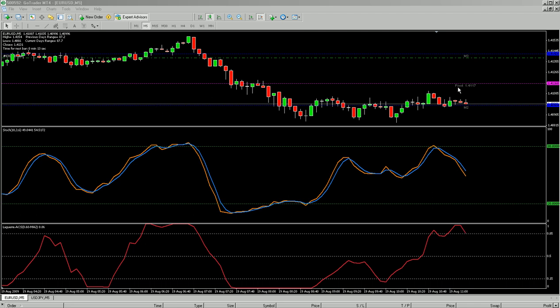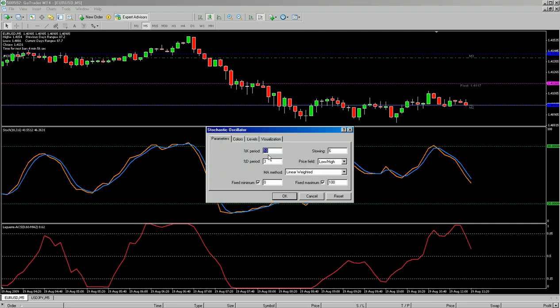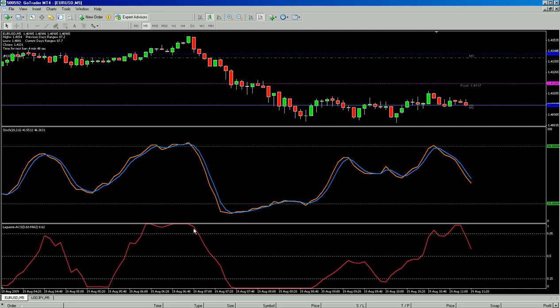Don't worry about all these horizontal lines across here. It's just the pivot levels I've got on the chart at the moment. That green one there is just a sell signal from a couple of days ago. Below I've got the stochastic, slightly different to the single line. I'll just bring up the property box: 10, 6 and 3, low and high, linear weighted. Pretty straightforward. Now this is the filter I'm looking at.